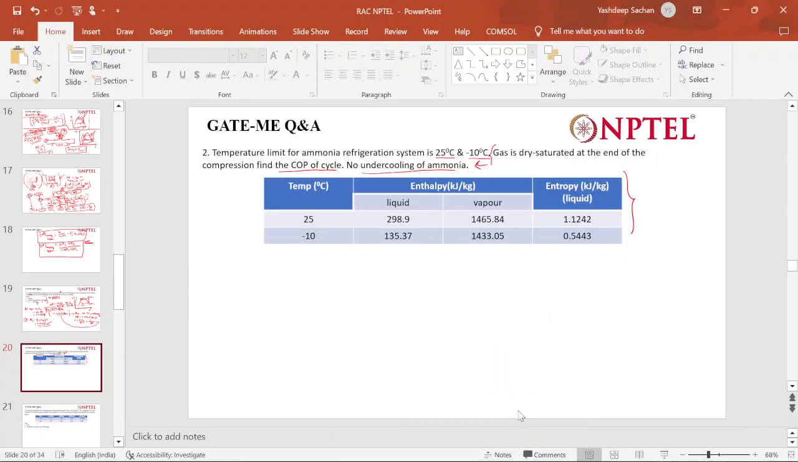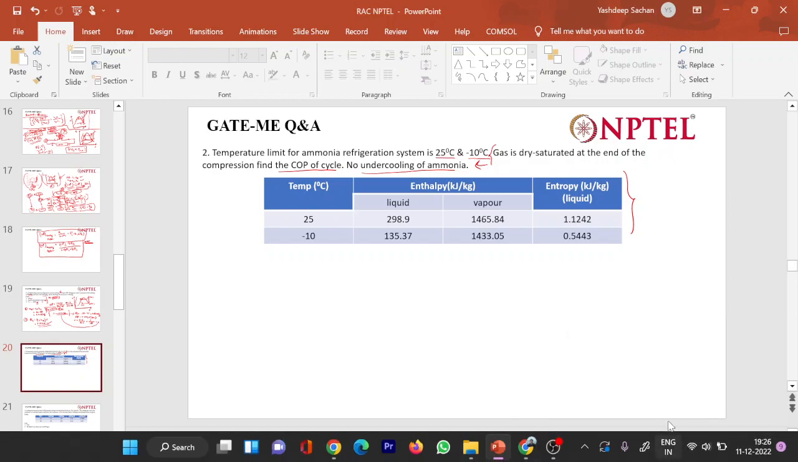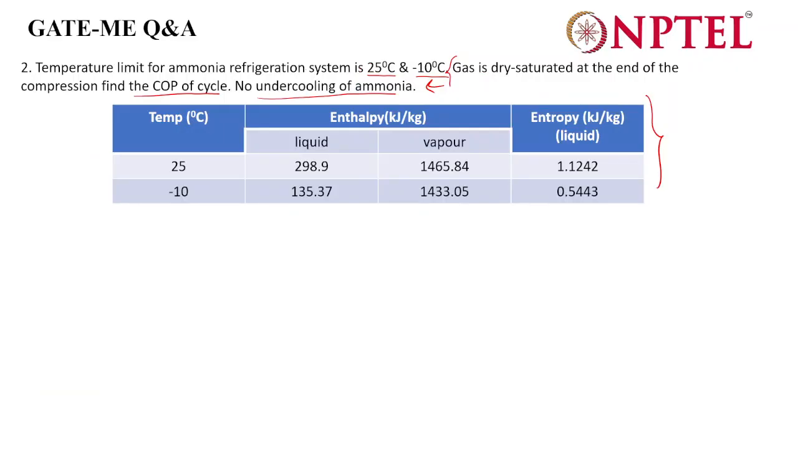Anyone solved? Solving, sir. Okay, simultaneously I will solve, so if some error is there, you see. So here the temperature limit for ammonia refrigeration system is 25 degrees Celsius and minus 10 degrees Celsius, and gas is dry saturated at the end of the compressor. Find the COP of cycle. And no undercooling of ammonia is done.